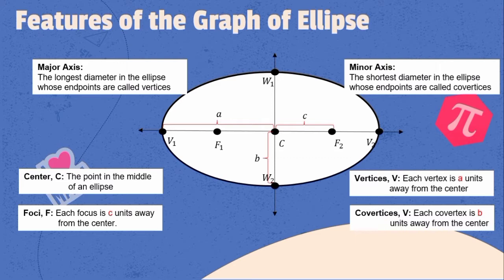First is center, which can be represented by point C. This is the point in the middle of an ellipse. We already discussed focus, or in plural form, foci. Now each focus is c units away from the center. Next are the endpoints of the axis. Let's start with vertices, which can be represented by point V. Each vertex is a units away from the center, while the co-vertices, point W, is b units away from the center.